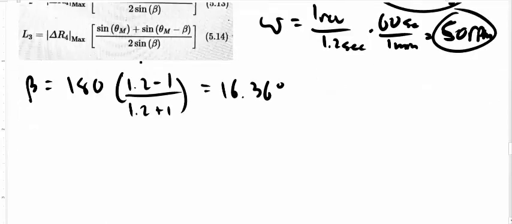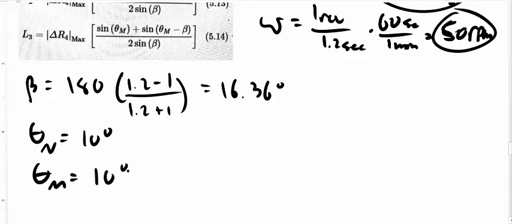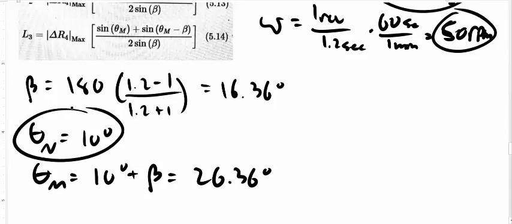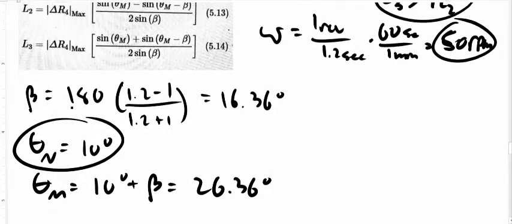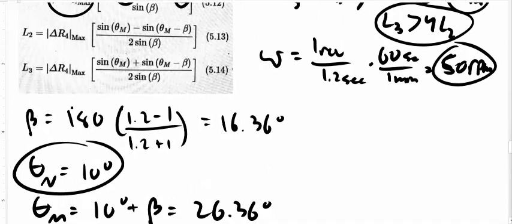Now this is where it gets a little interesting. We actually assume that theta n is 10 degrees. So that means theta m is that 10 degrees plus whatever beta is, so that would be 26.36 degrees. This is an assumption that we make, and it's a reasonable assumption because that's where your minimum theta, which is theta n, should be 10 degrees or above. If it gets too small, then it's not good for the actual system.